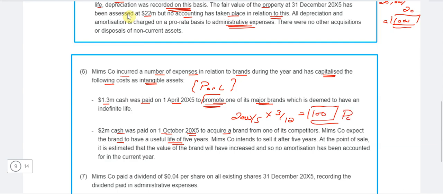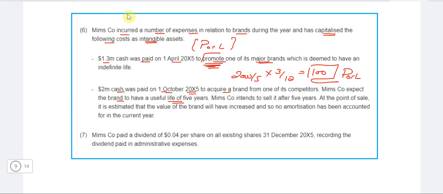So this 100 goes to the profit or loss, and they say all amortization should be charged to the administrative expenses. So we need to charge that to administrative expenses. And then this marketing expense, again sales and promotion, should be charged to the administrative expenses as well.